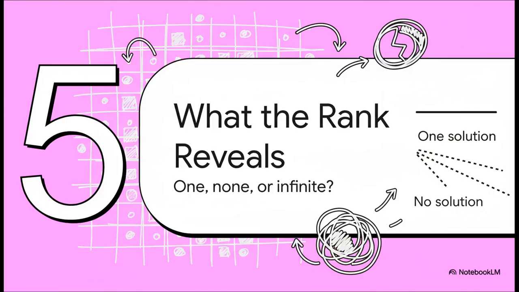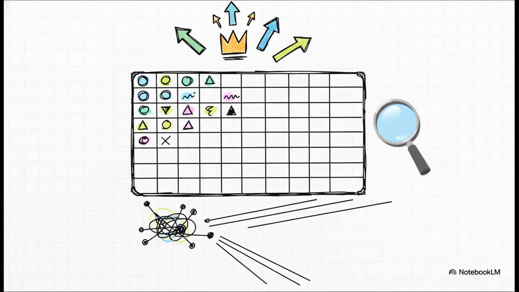But hold on, finding the solution is just one part of the story. Sometimes a matrix can tell us something even deeper, even more fundamental, like what kind of solution we're even dealing with. To figure this out, we use a concept called rank. Now, don't let the name intimidate you, okay? The rank is basically just a count of how many truly useful independent equations we have left after we've done all our simplifying. It tells us the real, true complexity of the system we started with.